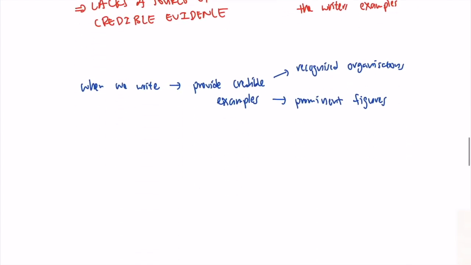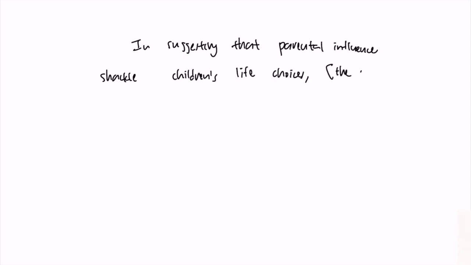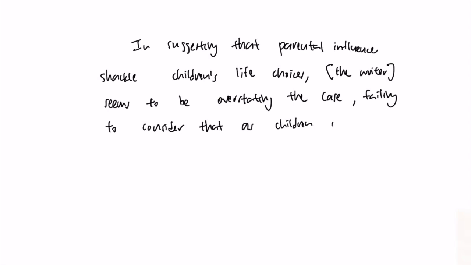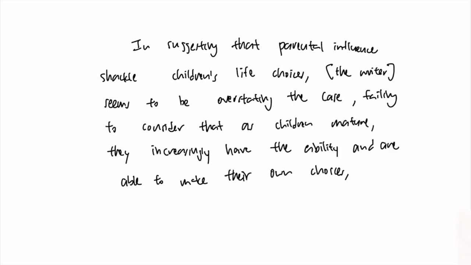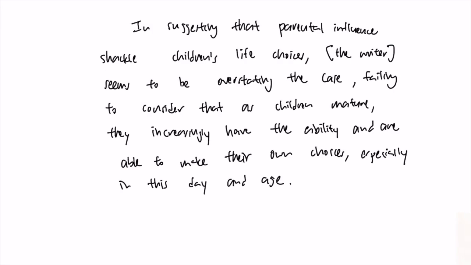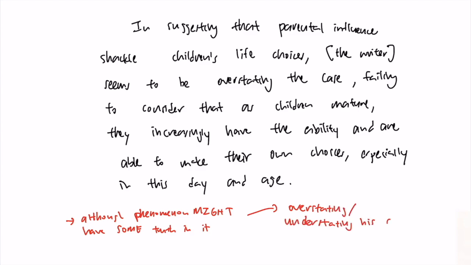Now, the third example that we are going through would be, in suggesting that parental influence shackles children's life choices, the writer seems to be overstating the case, failing to consider that as children mature, they increasingly have the ability and are able to make their own choices, especially in this day and age. So, in this case, we argue by stating that although the phenomenon that the writer is talking about might be true, he seems to be overstating or understating his case.